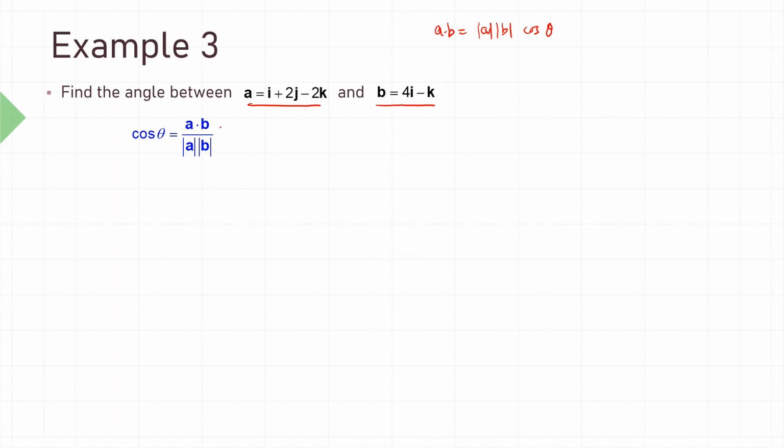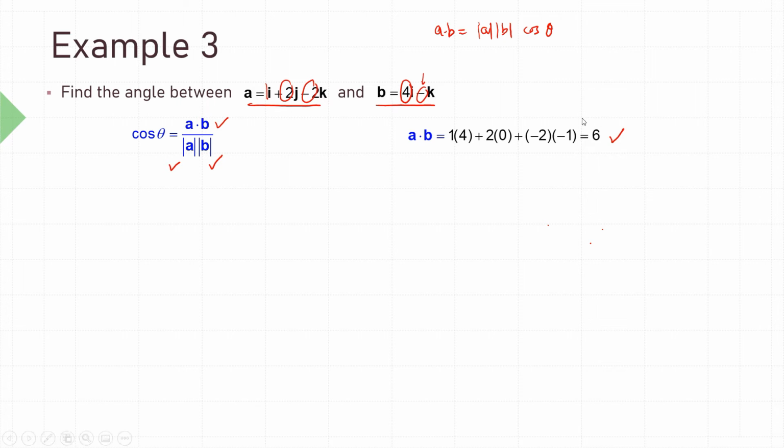So we have to find the dot product between A and B, the magnitude of A, and the magnitude of B. We firstly find the dot product between A and B, so we will get this. How do I get this? 1 multiplied with 4, 2 multiplied with 0 because we don't have the second component in the B vector, and negative 3 multiplied with negative 1. That's why we have 6 here.